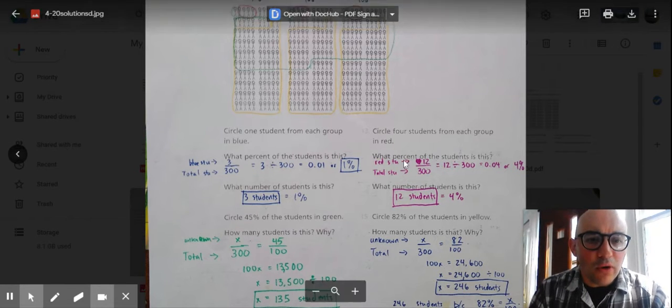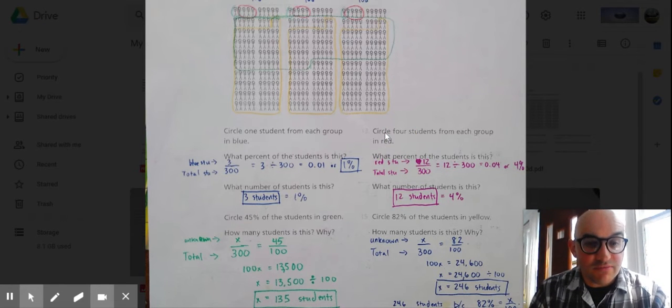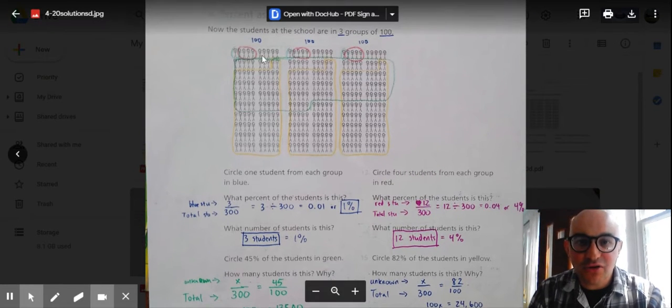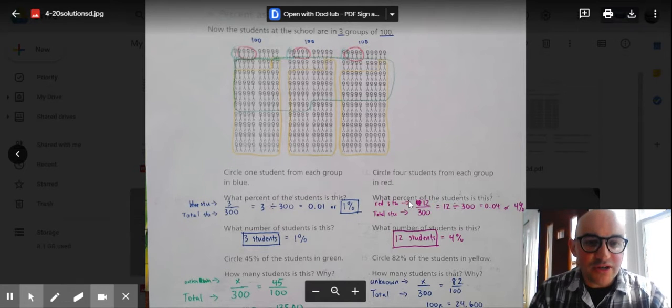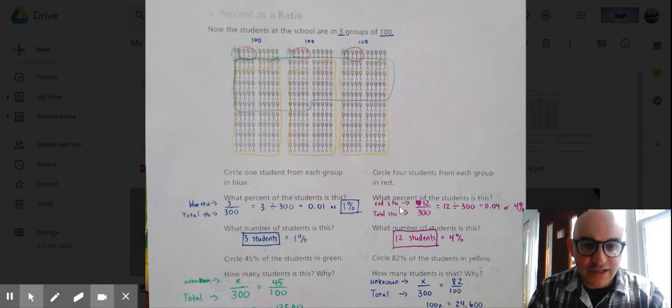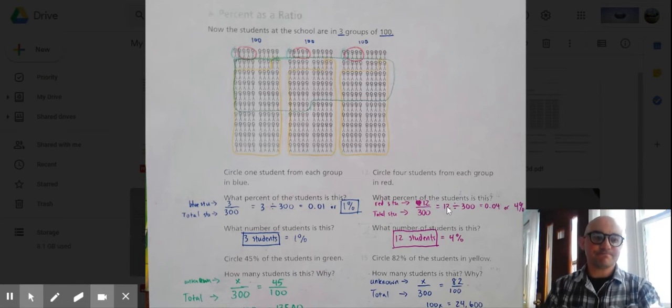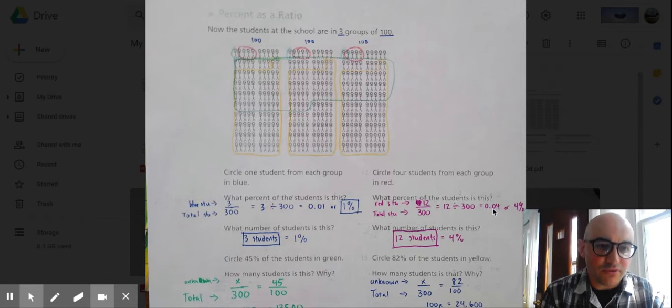Oh, whoops, I skipped a step. Circle 4 students from each group in red. You can see there are 3 groups, so from each group, I circled them in red there. Then we're trying to figure out what percent of the students this is. Again, red students on top, total students on bottom, 12 over 300. I turn that into a division problem, 12 divided by 300. I carry out my division and get 0.04, which I know immediately converts to 4%. So that's the percent of the students.